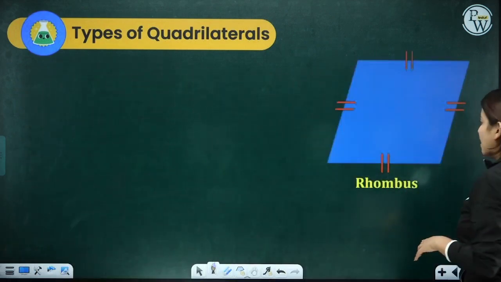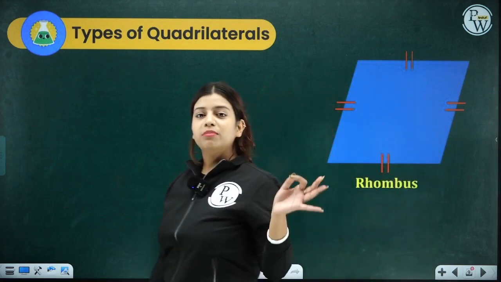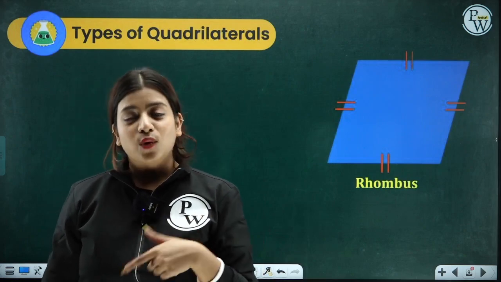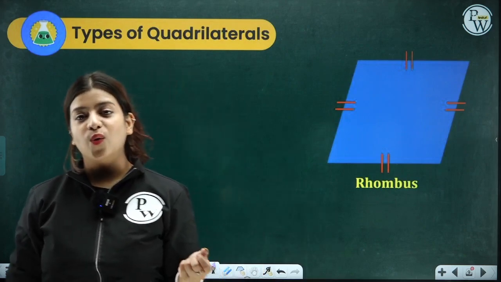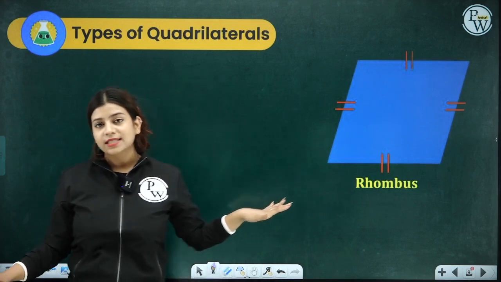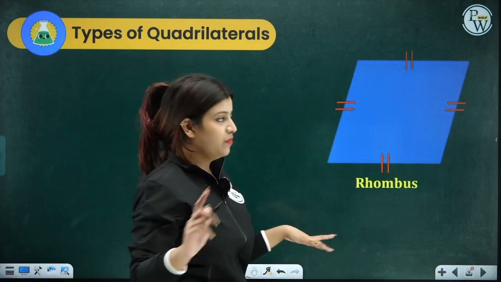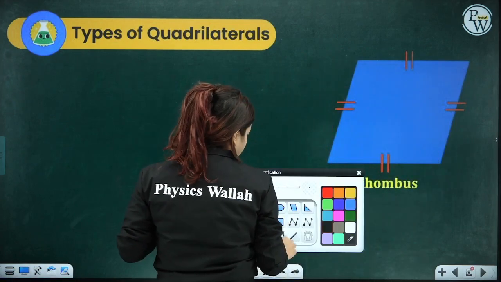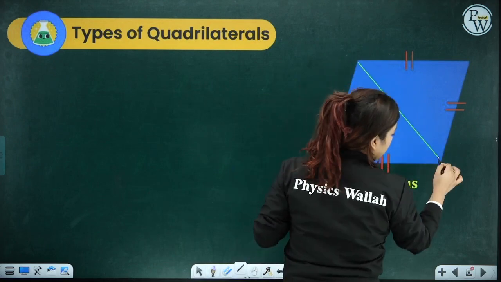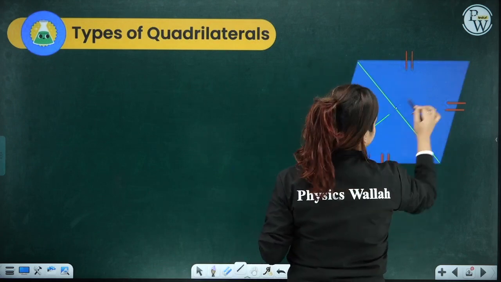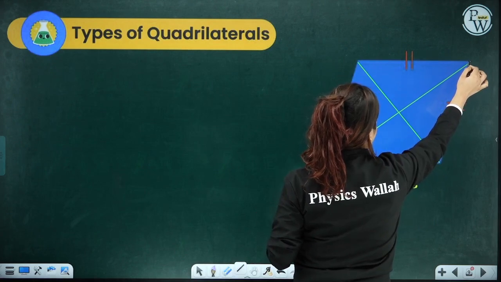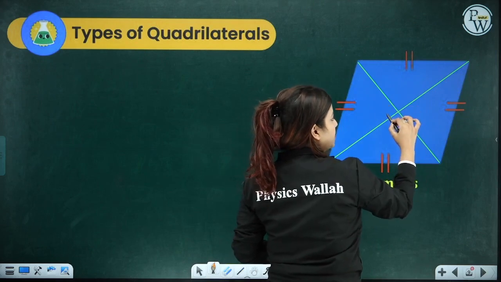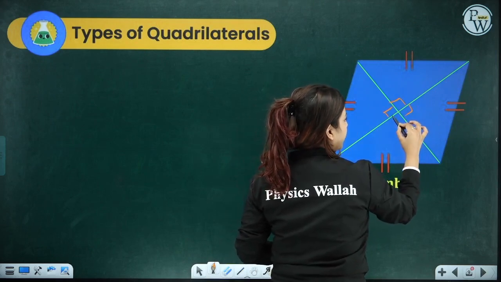The next thing that we have is a rhombus. Now in a rhombus, students, all the sides are again equal, right? But again, what makes it different from the square? Even if all the sides are equal, the angles are not 90 degrees. There is one more property of a rhombus, students, and what is that property? That the diagonals of a rhombus bisect each other at 90 degrees.